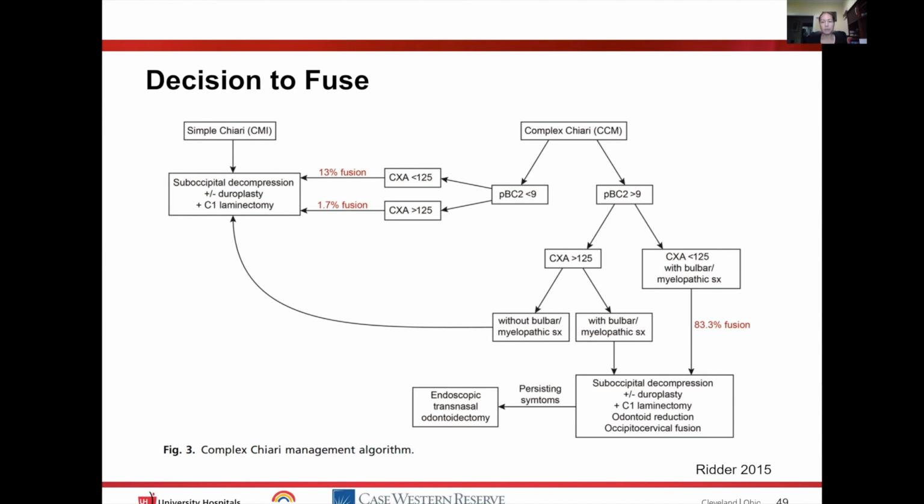And over time, we've realized we don't always have to address anything from the front. Usually stabilizing them from the back is sufficient, and they don't necessarily need a transoral odontoidectomy. In their cohort, they did have some that had the odontoid reduction as well, if they had persistent symptoms following the fusion.